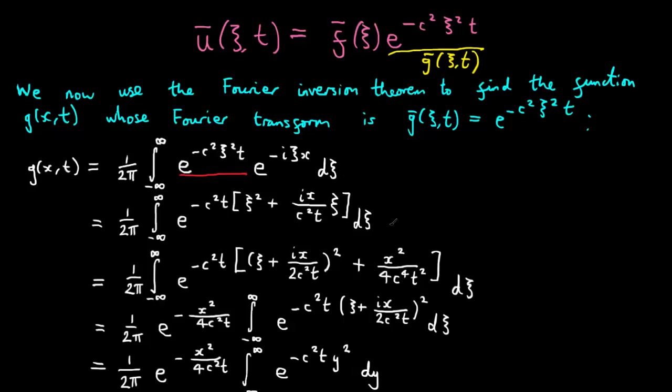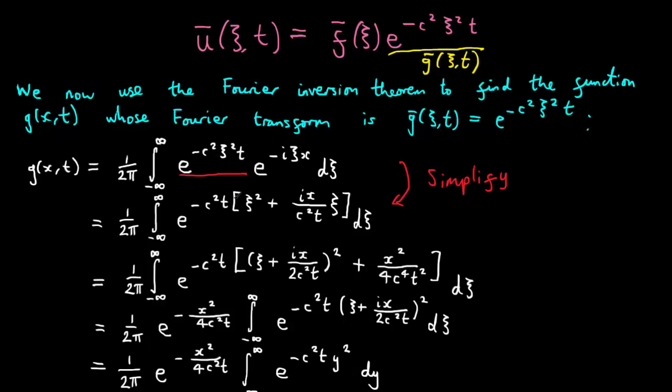Then to get to this second line, all I've done is combine these two exponentials, and then in the exponent I've factorised by taking out a common factor of minus c squared t. Now that might seem a bit artificial because you introduce this fraction, but the reason we do that is so that the leading term in the square brackets is going to be just psi squared. So this first step is really just simplifying.